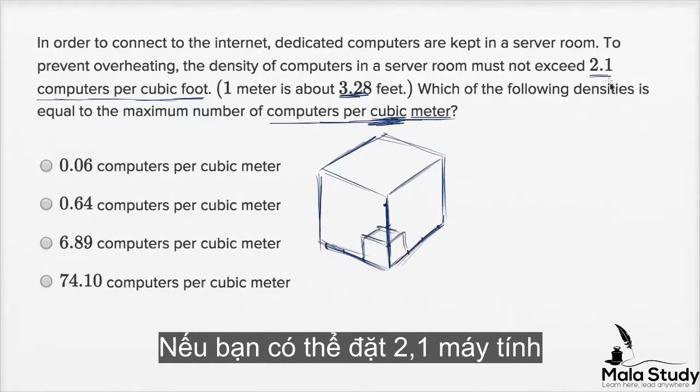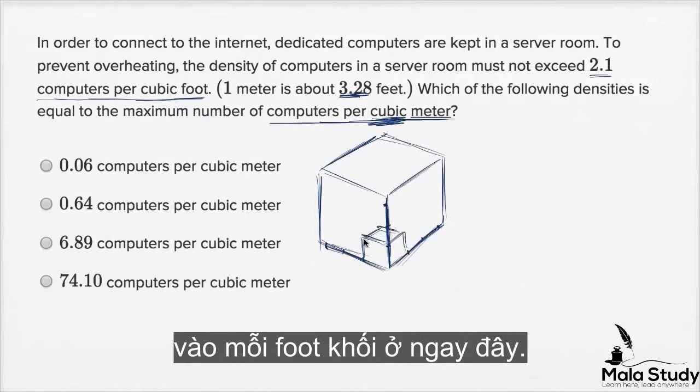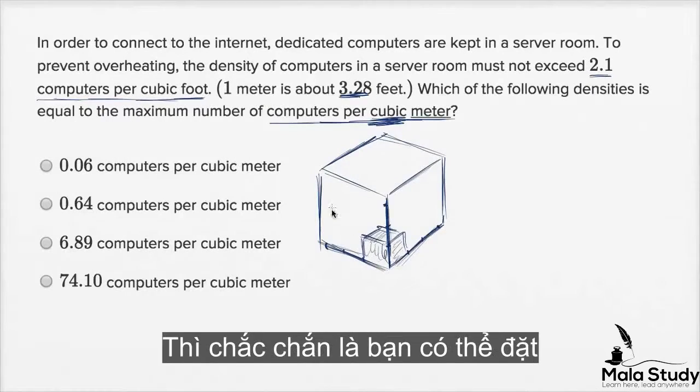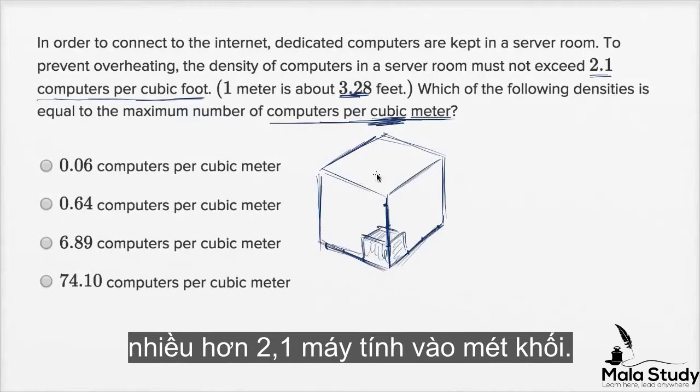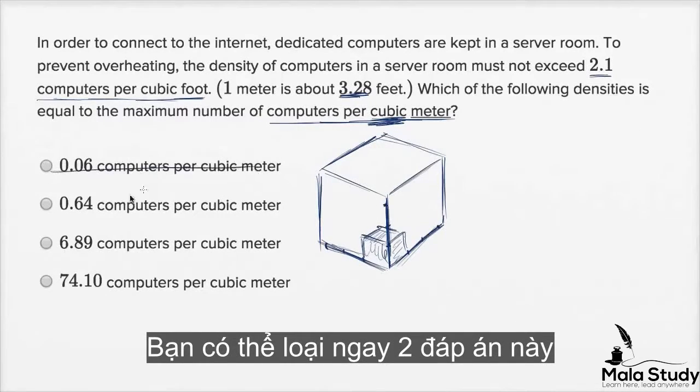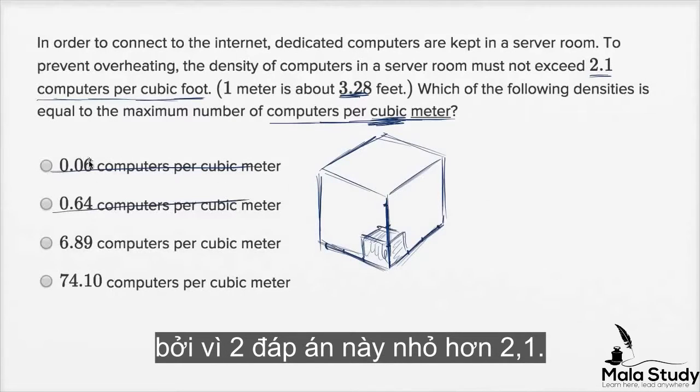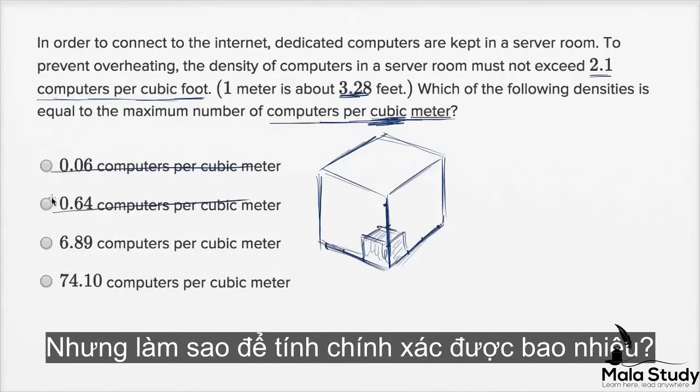So if you could put 2.1 computers in this small cubic foot right over here, surely you're going to be able to put a lot more than 2.1 computers in the cubic meter. And just off of that, you can rule out these 2 choices because they are less than 2.1. But how would you actually calculate it?